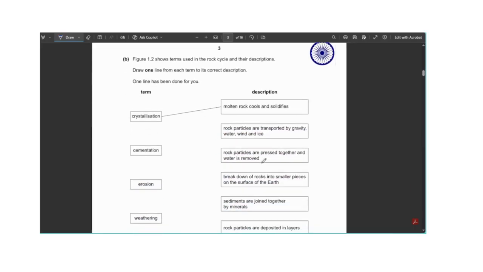So we have the next question, again from the rocks and minerals chapter 1. Here we have figure 1.2, which shows terms used in the rock cycle and their descriptions.